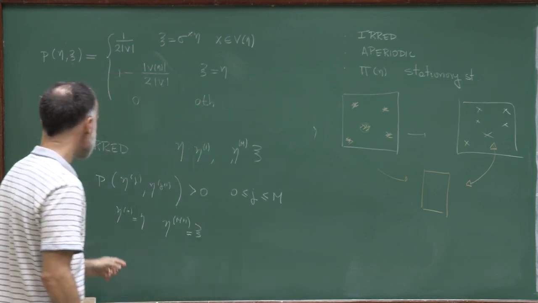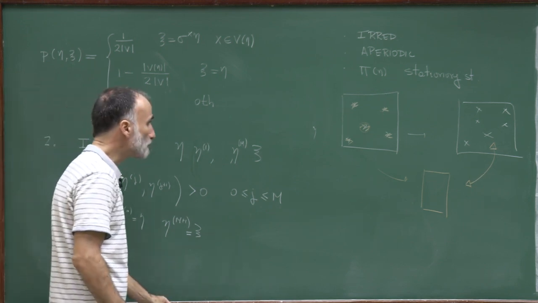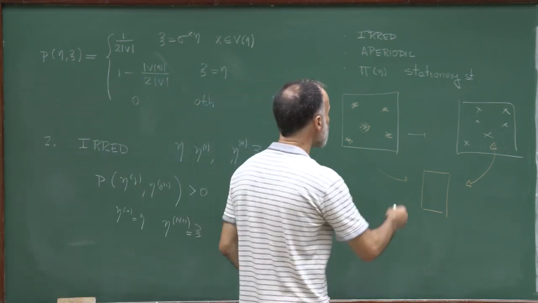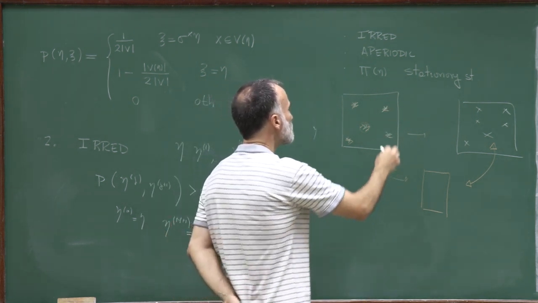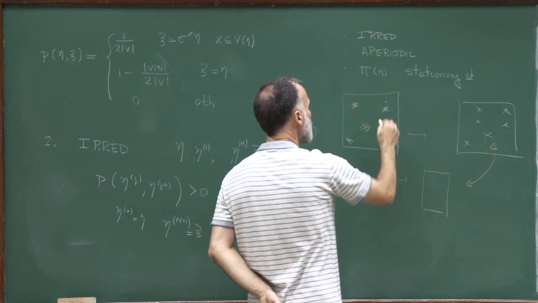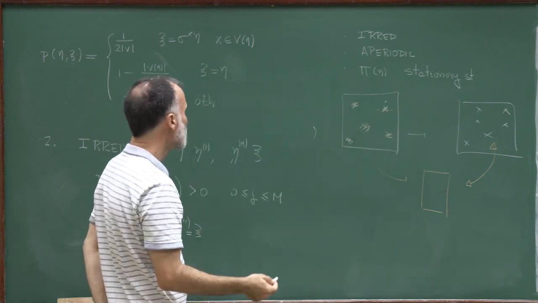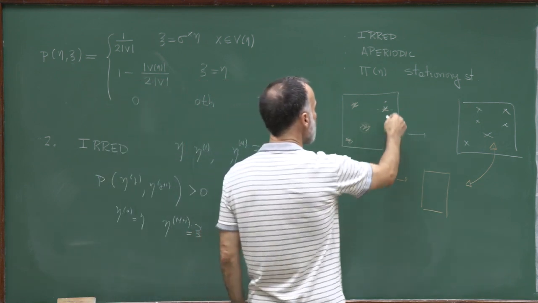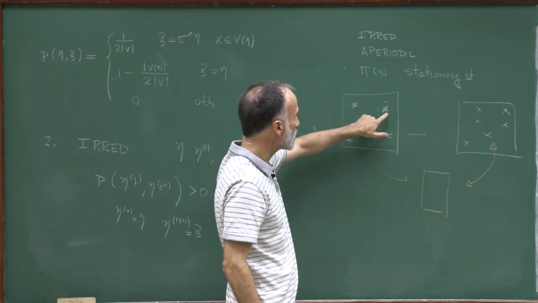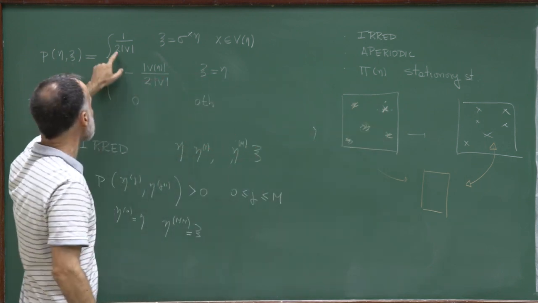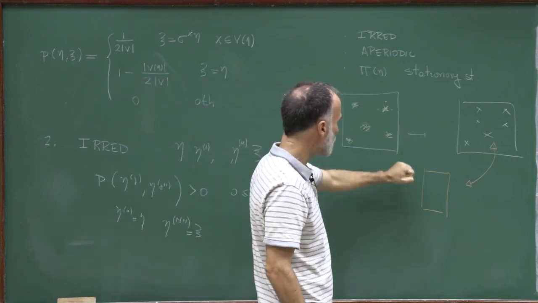Now I have to check just that I'm allowed to jump from one configuration to the other. But that's clear because if I have here a particle, this means that all the neighbors are empty. So this means that this site x belongs to the set V of eta, and therefore the probability that I go from this configuration to the same one in which I removed that particle is just 1 over 2V. And this same reasoning applies to all particles.